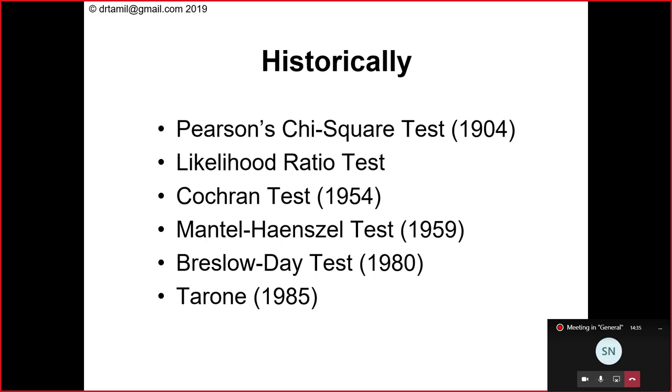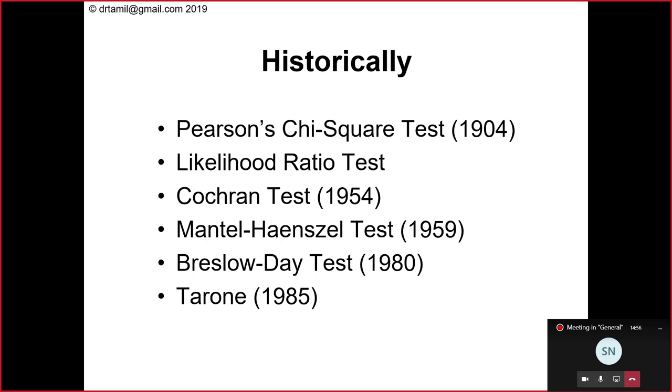So basically, we already covered this many times before. Pearson chi-square, who came up with this test? It was Carl Pearson. It was way back in 1904. Then Fisher came along. Fisher came up with the likelihood ratio test. I can't remember exactly the year, but never mind. I know you all can find out.